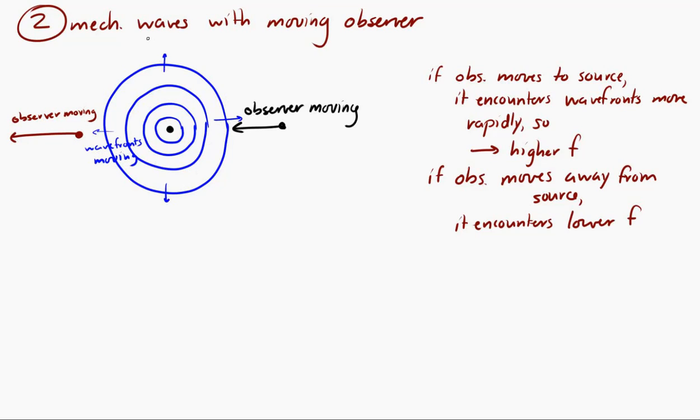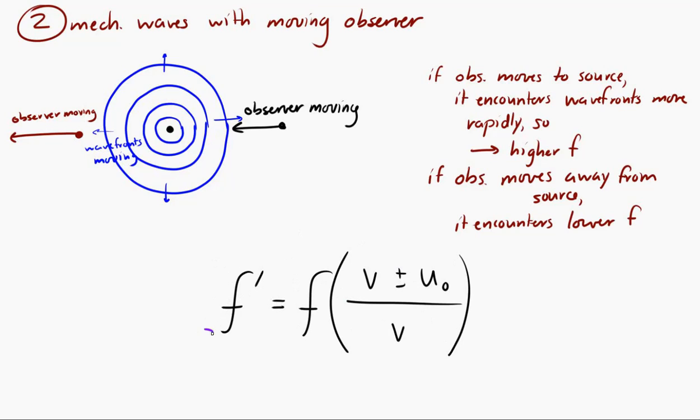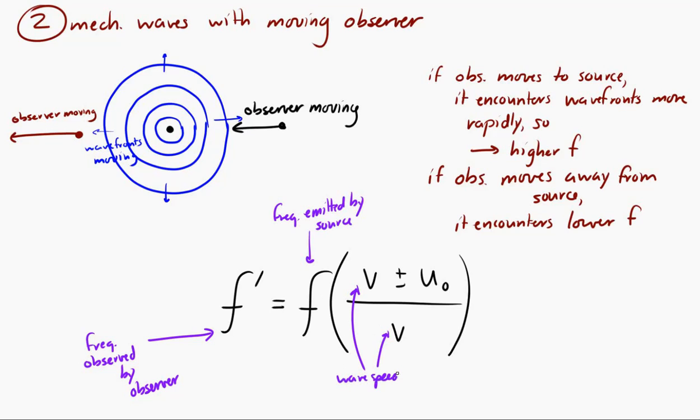So this is the equation that describes that situation. f' is equal to f times (v plus or minus u_o) over v. Here, f' again is the frequency observed by the observer. f is the frequency emitted by the source. v is the wave speed in the medium. And u_o is the speed of the observer.